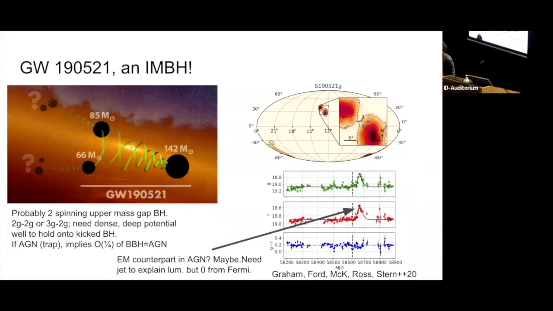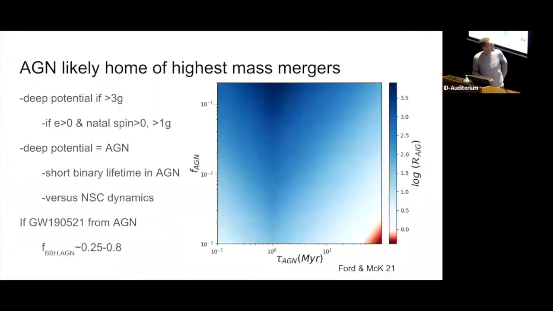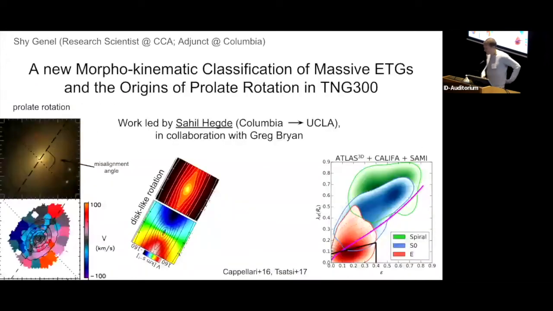I think we should move on. Let's chat later. Thanks, Rachel. Thank you. We can chat later. So our next speaker will be Shai Genel. Let's thank Savik again. Thank you very much. Shai Genel will talk about a new morphokinematic classification of massive ETGs. Shai, take it away. Thank you.